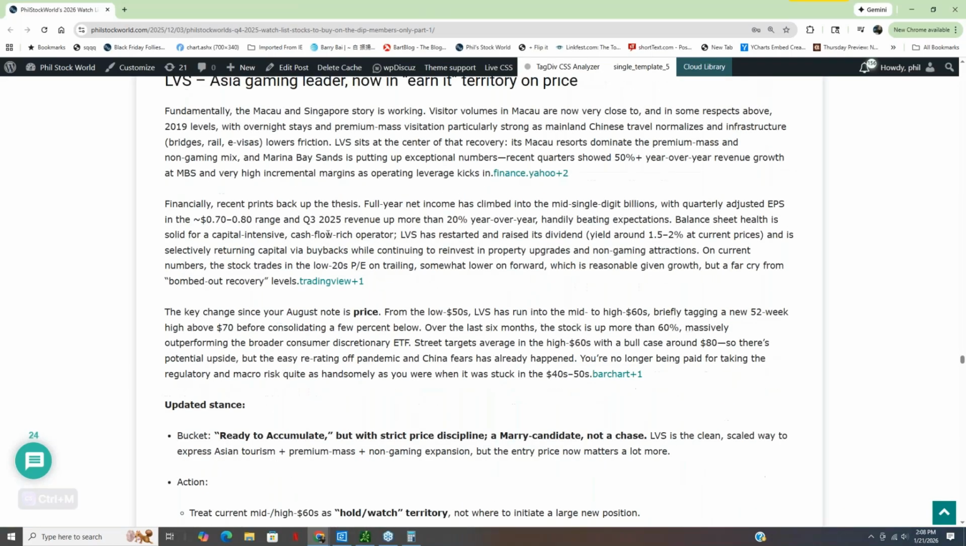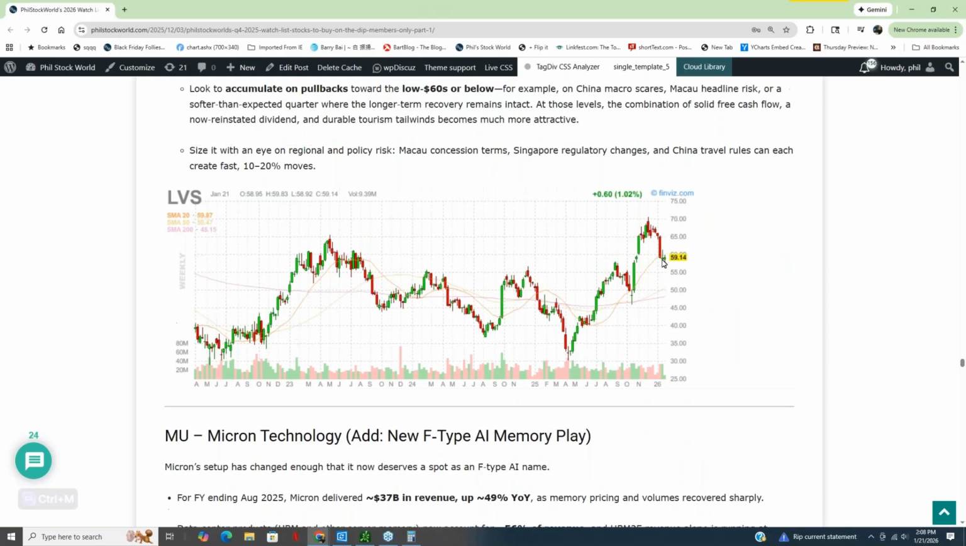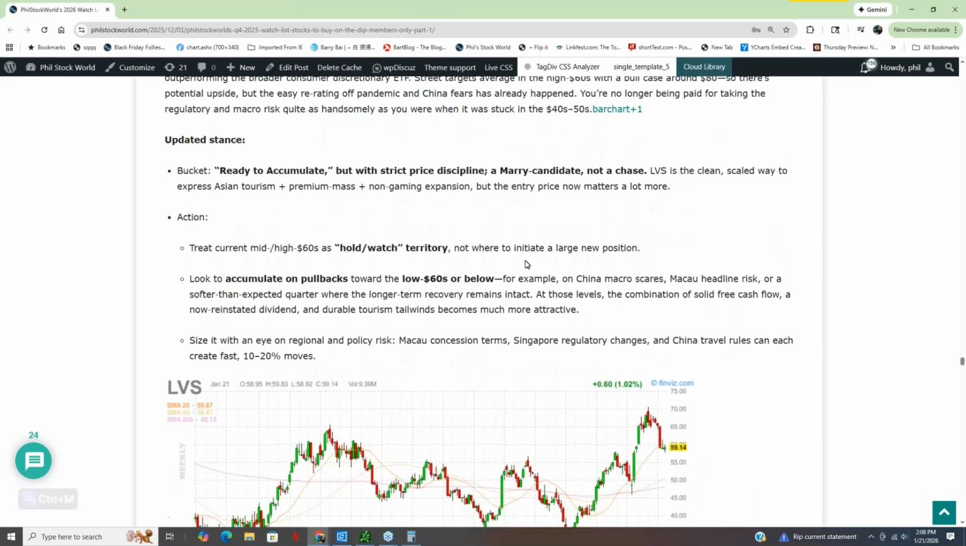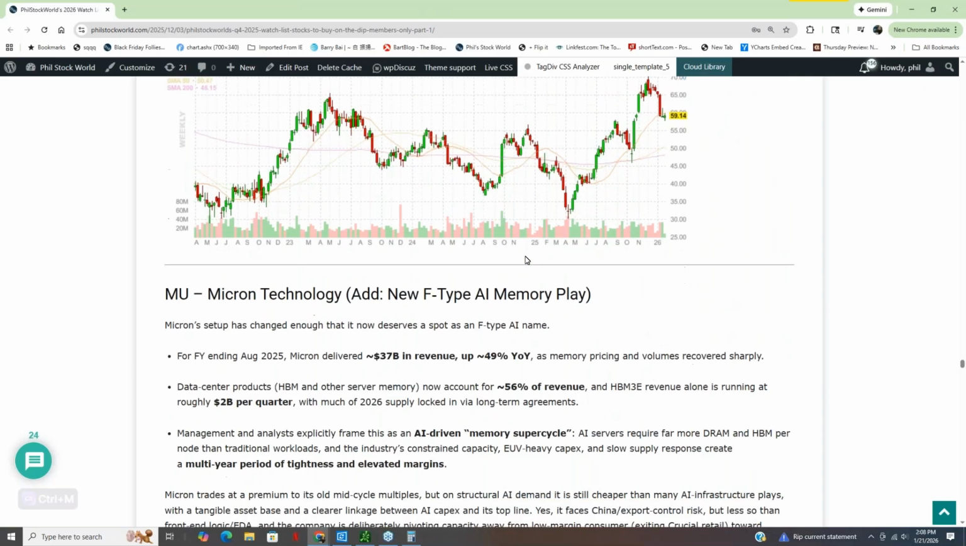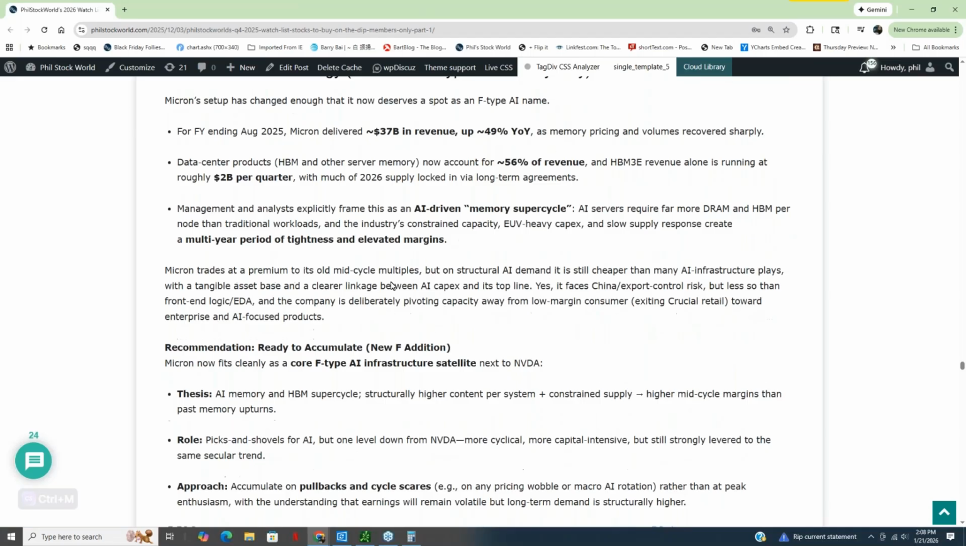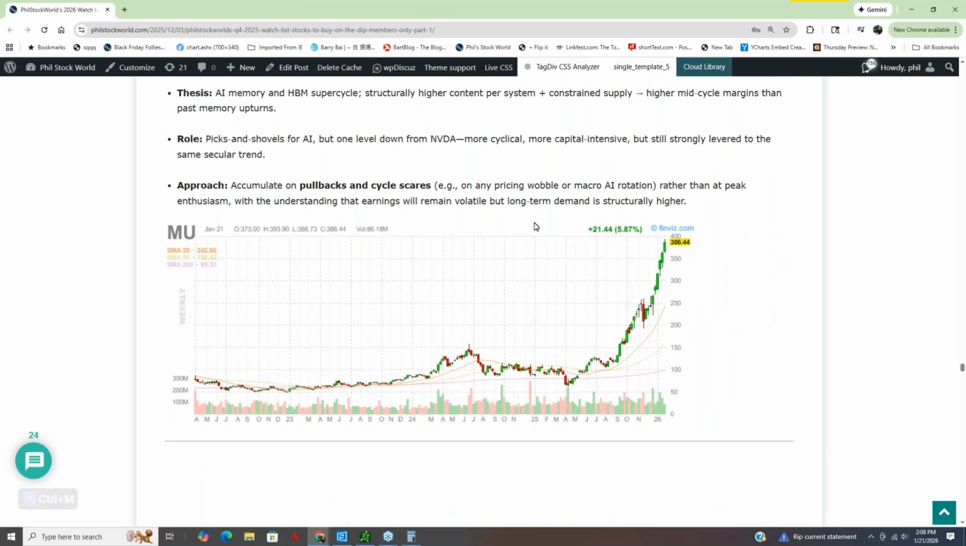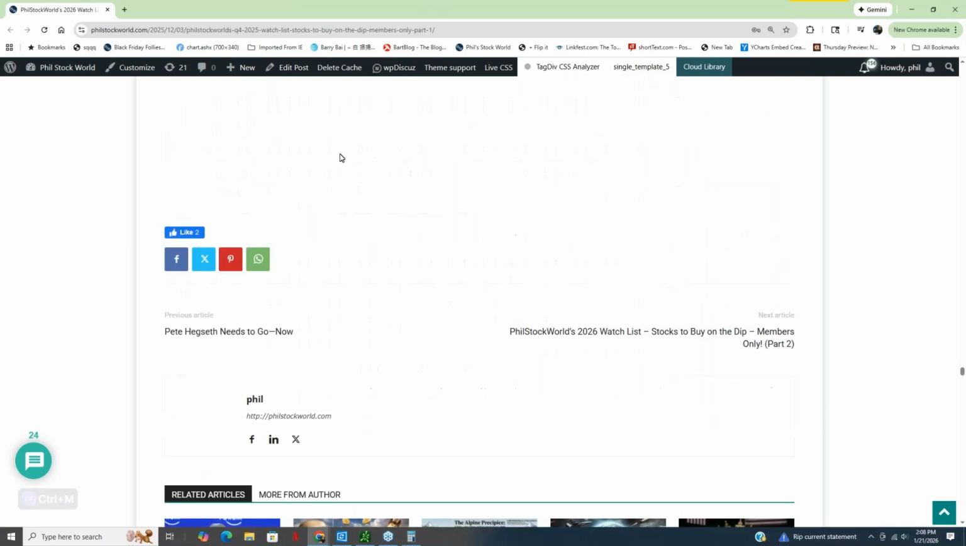Las Vegas Sands, they've gone down a bit, so they get more interesting down here. But why? What's going on in Vegas? What's going on in Macau? You know, it has to be checked out before you jump right on them. Micron obviously took off, and we have Micron. It was a top trade, in fact, recently. So, boom. That's why it was a top trade. And that's it for that one.